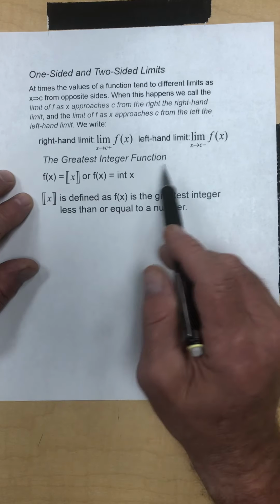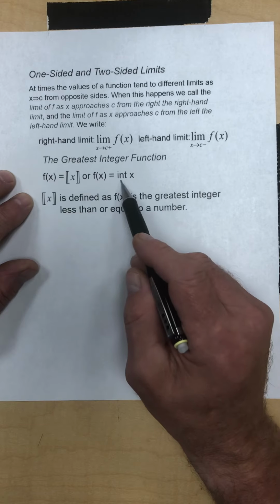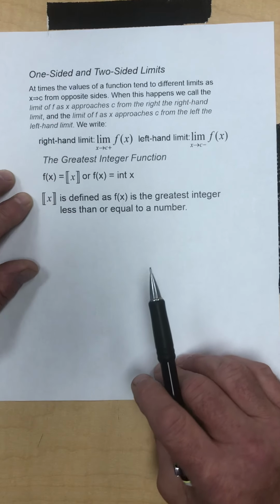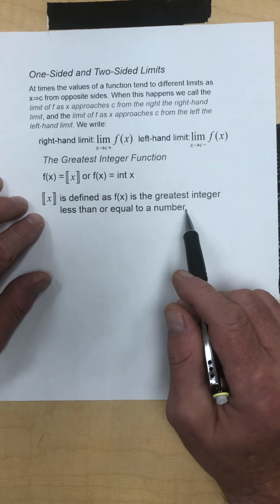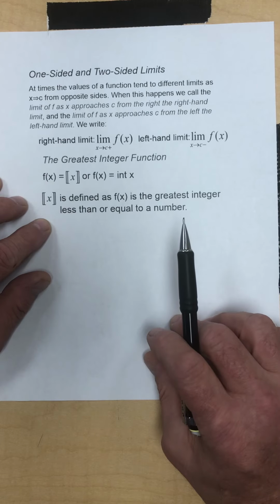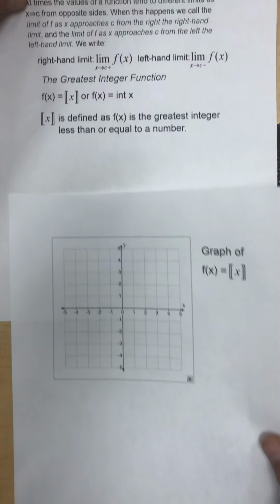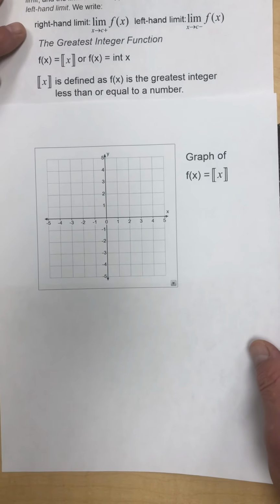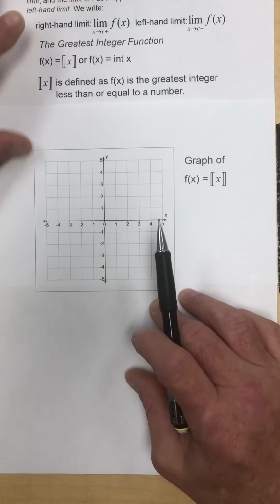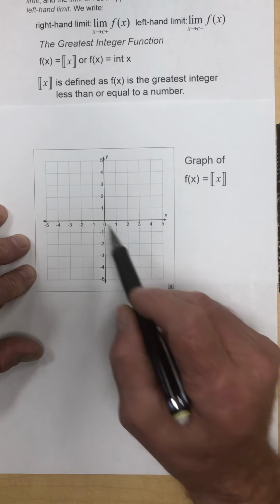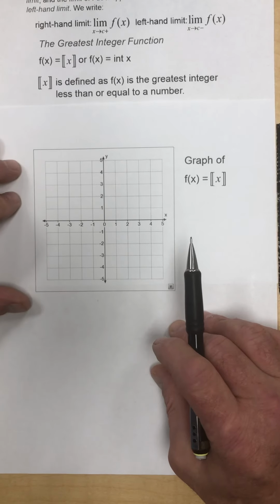The greatest integer function, sometimes they represent it using this little double bracket here, or they just write INT x, greatest integer function, and it's defined very strangely. What's the greatest integer or largest integer that's less than or equal to a number? That's how it's defined. It's kind of strange, but it's cool to take a look at. So if we pull this up a little bit and take a look at what's going on here with this function, I'm going to start at the origin and work to the right, and then start at the origin and work to the left, and you'll see what it looks like and some problems that we have.